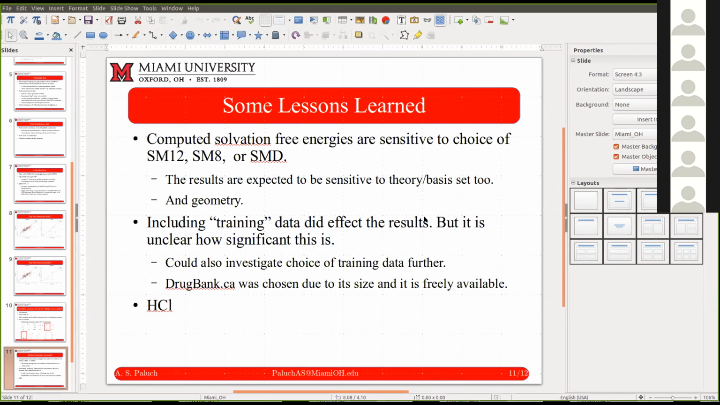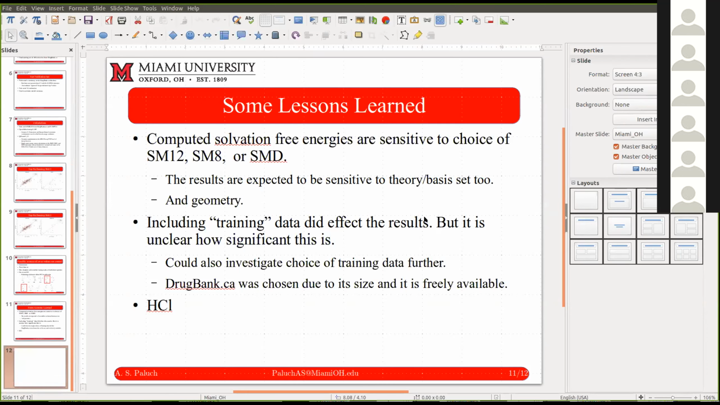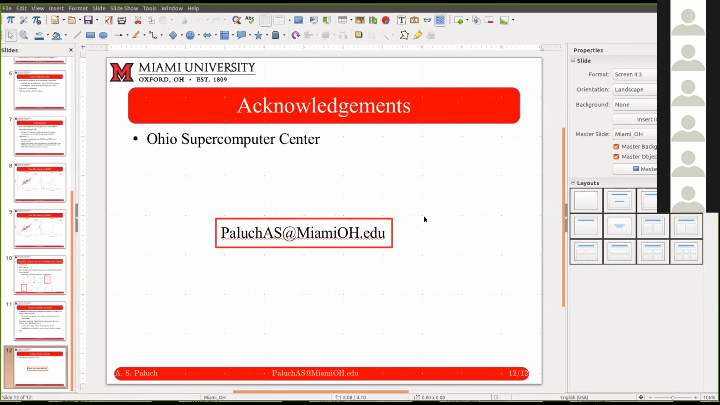And then the last point in terms of lessons learned is, we should look at the SMILES before we just crank through the calculations, and then maybe think about what we do with something like this dissociated HCl before we run through the calculations. And so, the last slide is in terms of acknowledgments.